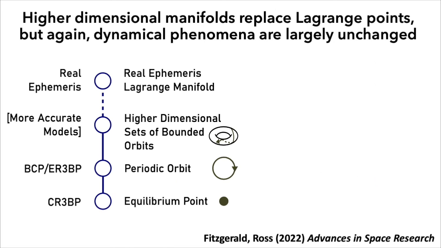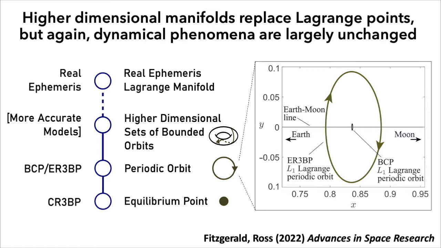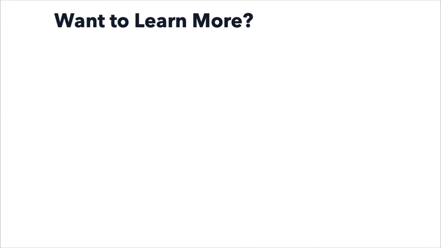Now, I did say something about in the circular problem, you have these equilibrium points. But then when you go to other models, like perturbation due to the sun or ellipticity, the Lagrange point gets replaced by some periodic orbit, which is like the dynamical equivalent of the Lagrange point. And really, all of the phenomena we've talked about carry over.